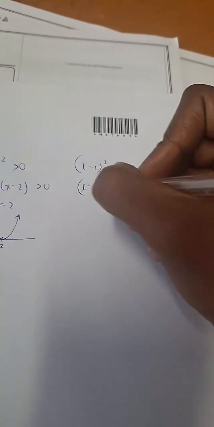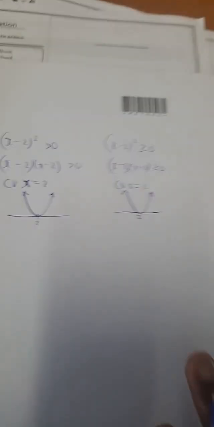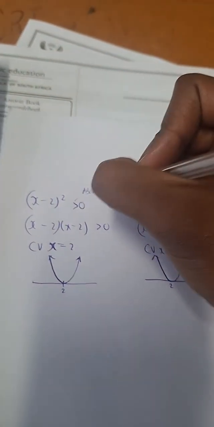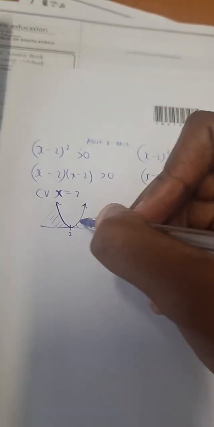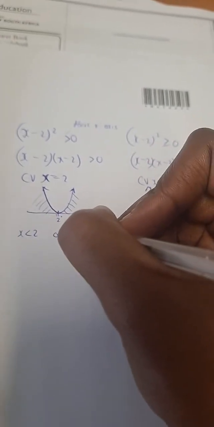I want to look at all these scenarios. Okay, let's look at these two first. So what does greater than 0 mean? Just means above the x-axis. So what am I looking at? Where is the function above the x-axis? It's above here. It's above there. But on the x-axis, it's not above. So I'm going to say x is less than 2 or x is greater than 2.